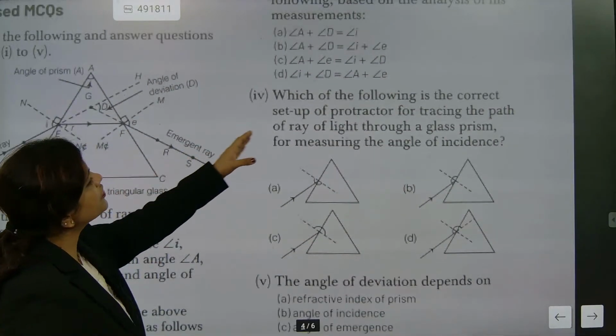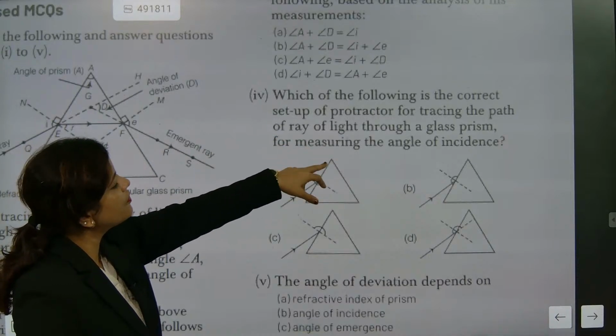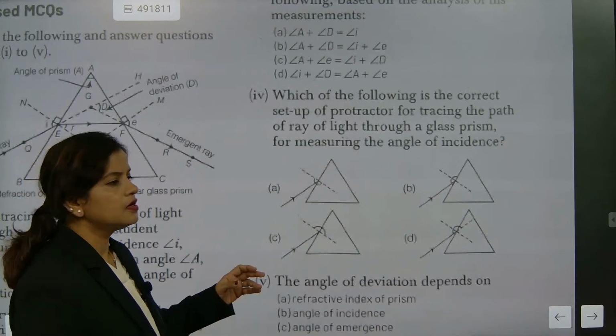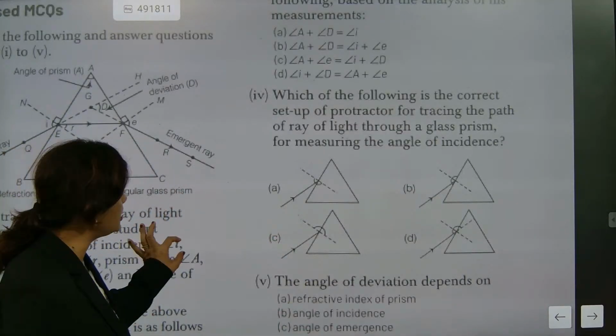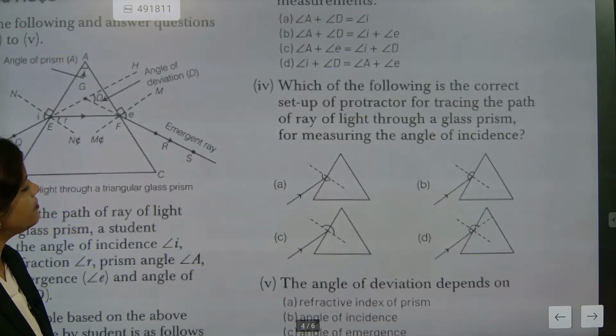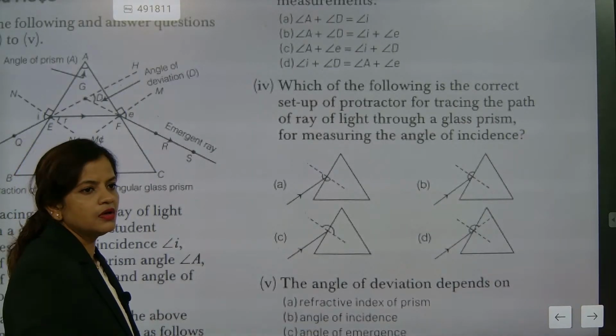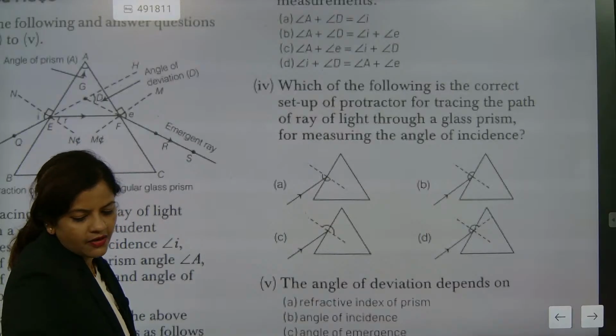Now, come on. Which of the following is the correct setup for the glass prism for measuring the angle of incidence? Angle of incidence will be measured correctly in which one? From there you can see. For me it is a little blurry, but angle of incidence will be measured perfectly in which one? Different angles are given. You check very nicely.